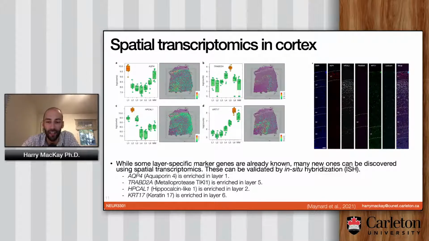So the advantage to this study is they can make new discoveries about where different genes are enriched in the human cortex. So here are some examples that they gave, that they discovered. AQP4, aquaporin-4, that's a water channel. It's a channel that allows water to come in and out of cells, is enriched in layer 1 of the cortex, and it also has fairly high expression in the white matter.